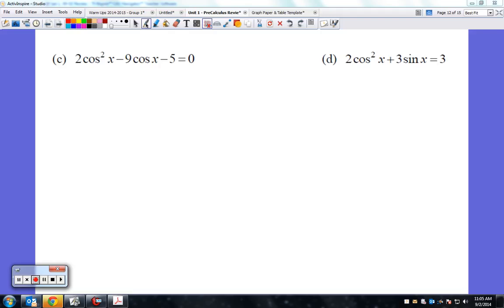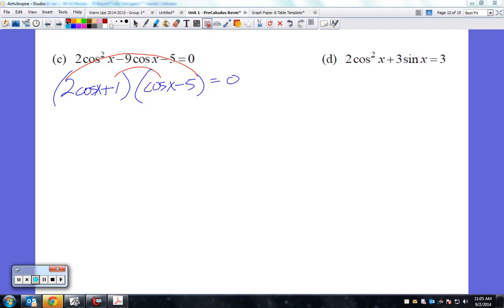All right, here we go. We are going to use it like a quadratic, and it factors out to 2 cosine of x plus 1 times cosine of x minus 5. Do you agree? Yes, because 2 times negative 5 is negative 10. The O and I on FOIL. Some teachers don't like you to say FOIL. I just like the O and I to get the middle. Okay? So you get that negative 9.